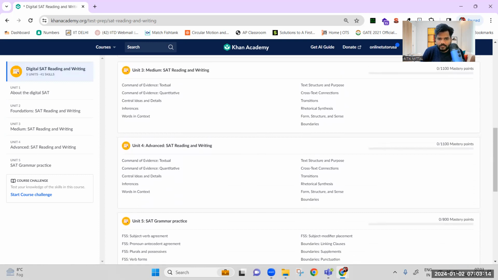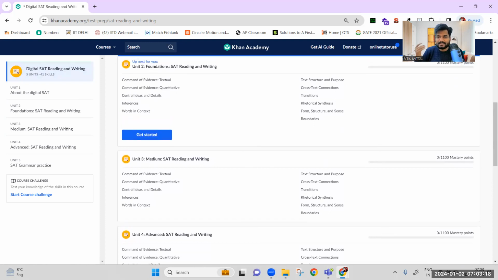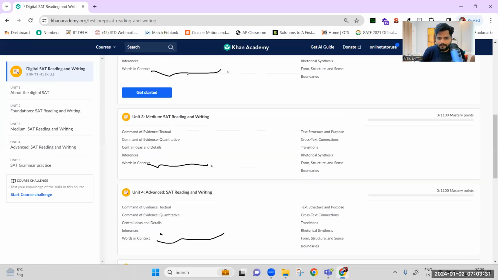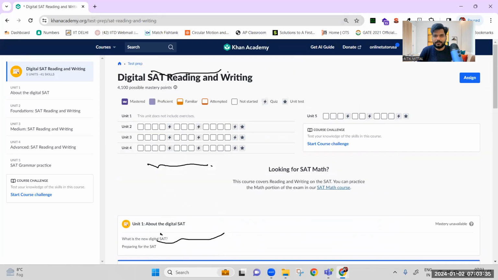And now let's talk about unit number 2, 3, 4. So 2, 3, 4 go in the levels of basic, medium and advanced. So if you are just starting up, you can start with the foundation. If you are good, you can start with medium, and if you are very good, you can start with the advanced one. You can even see the questions over there. You can attempt the quizzes or you can attempt the unit test. Okay, so this is how you can prepare for the digital SAT.